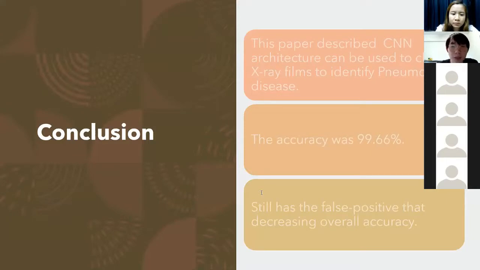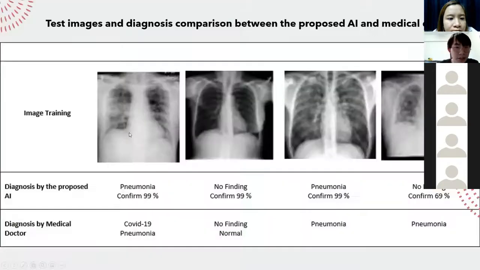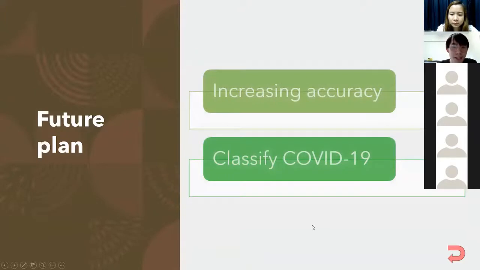In the current state, we cannot further classify conventional pneumonia, as you see in the result like this one. We cannot classify between conventional pneumonia and COVID-19 due to insufficient chest X-ray films from COVID-19 patients. But in the future plan, we will increase accuracy by decreasing the false positive, and we will classify COVID-19 from conventional pneumonia. Both of these solutions will be done by collaborating with hospitals and relevant sections to combat the harmful virus as soon as possible.